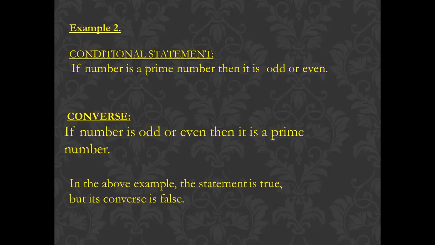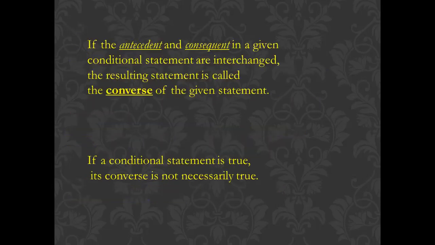For example, 2 is a prime number, but 4 is not a prime number. 2 is an even number, also 4 is an even number. 3, 5, 7 are odd numbers as well as prime numbers. But 9 is an odd number but not a prime number. So always remember this: it is not necessary that the converse of all statements is true.